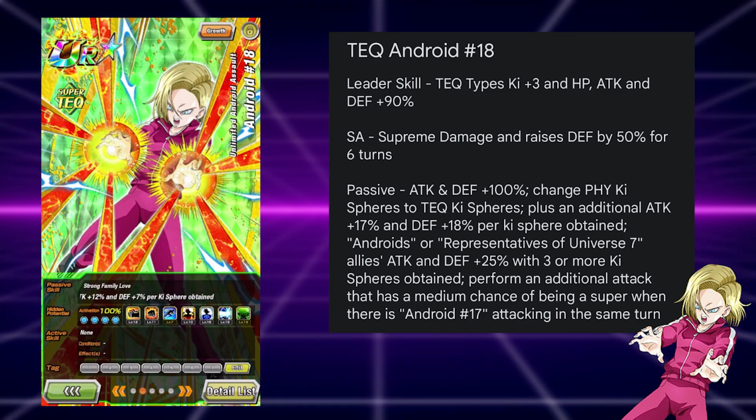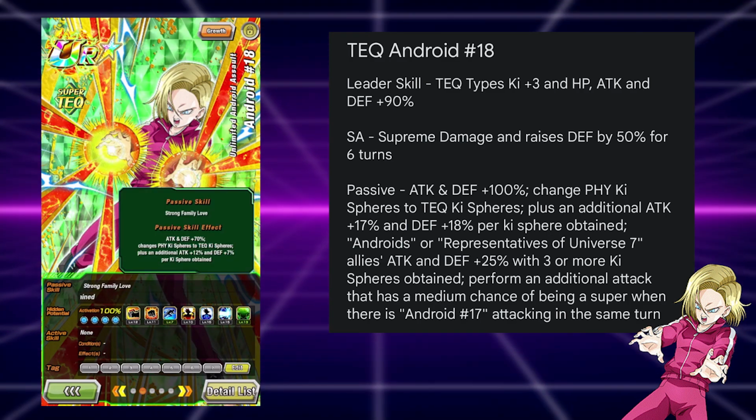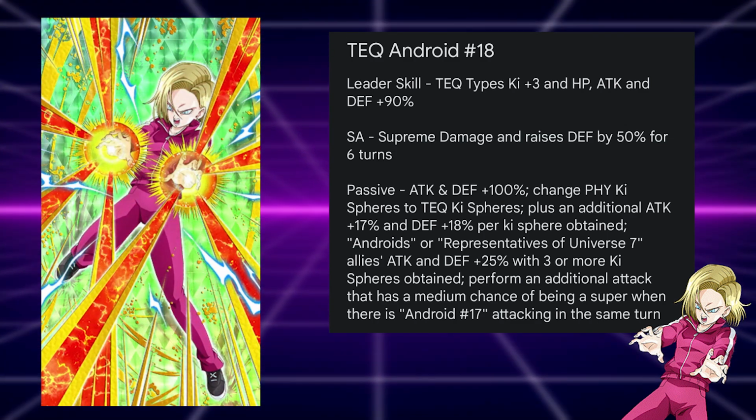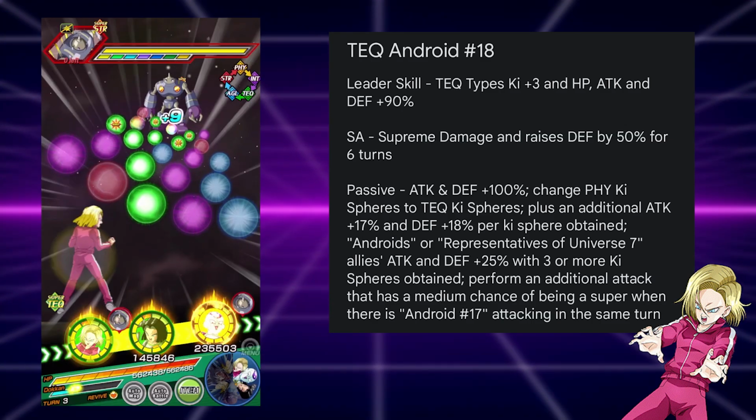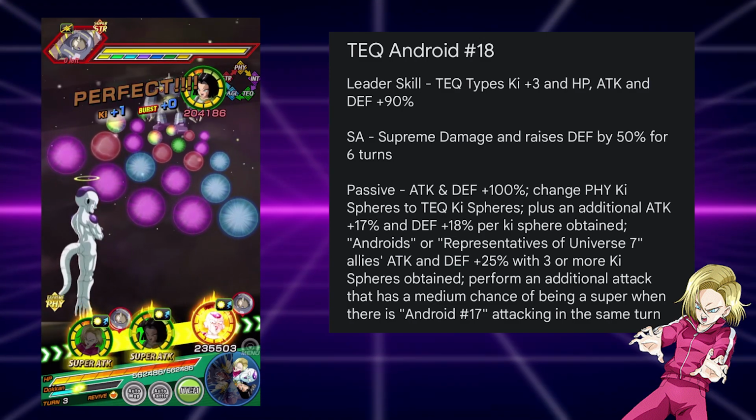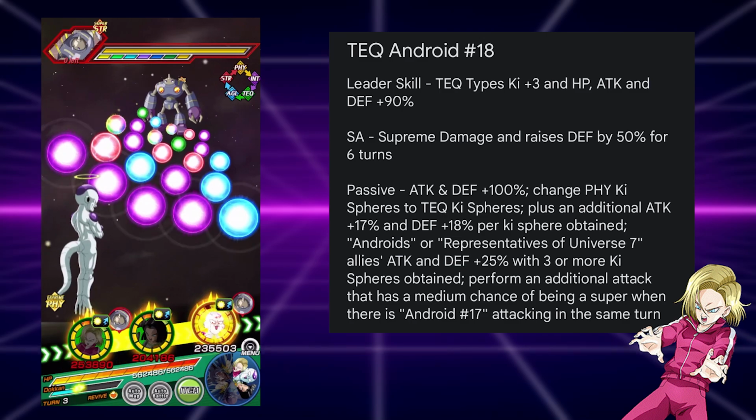Here, her SA is supreme damage and raises defense by 50% for 6 turns, which normally she just raises defense by 30% for 6 turns. So rather than giving her an attack buff, you'll see in the rest of the passive, she's more built to be the support unit for 17 while he deals all the damage. So you'd probably end up running 17 slot 1, 18 slot 2.